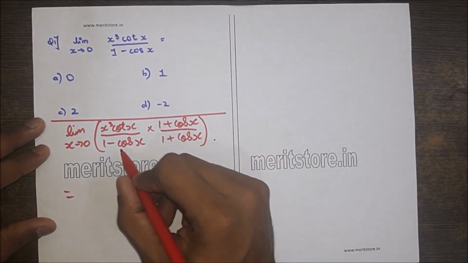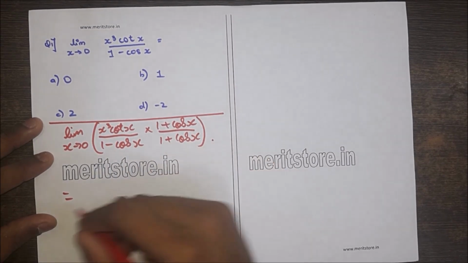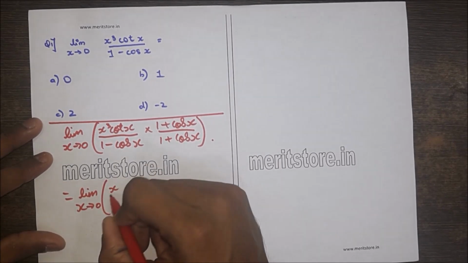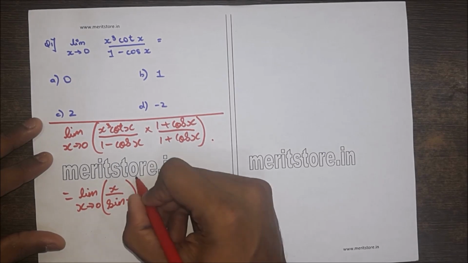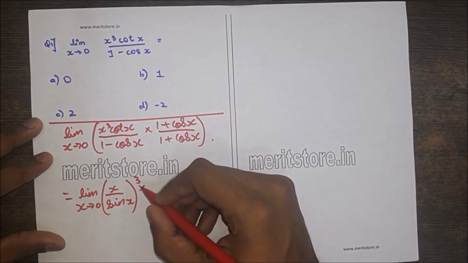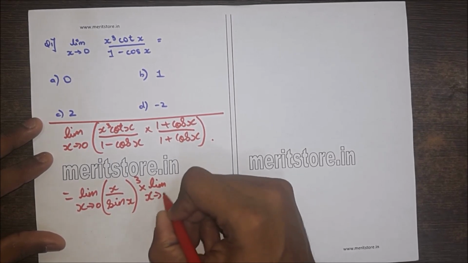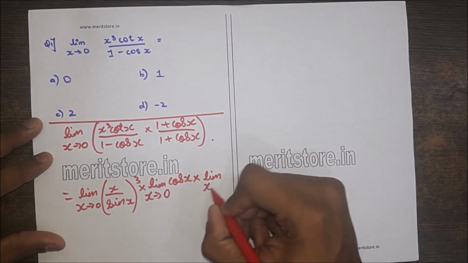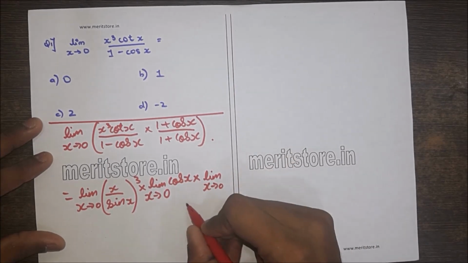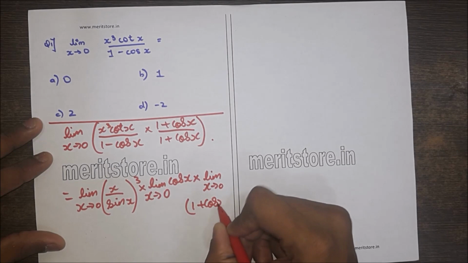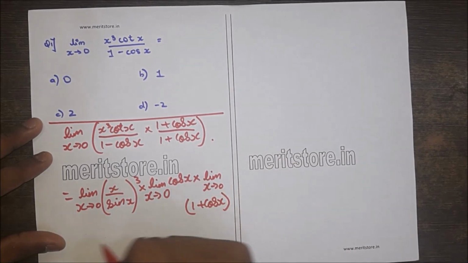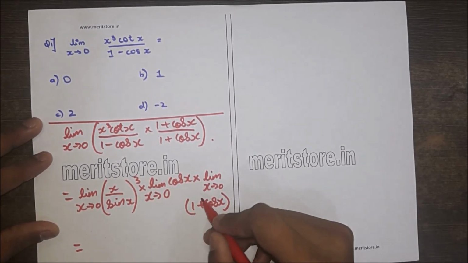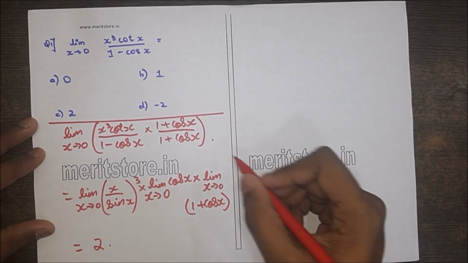Now, if you solve this further, it's in the form of a minus b, a plus b. Limit of x tends to 0, x upon sin x the whole cube into limit of x tends to 0, cos x into limit of x tends to 0 and in the bracket 1 plus cos x, carry here. When you solve this term and apply the limit x tends to 0, you get the answer 2, which is option C.